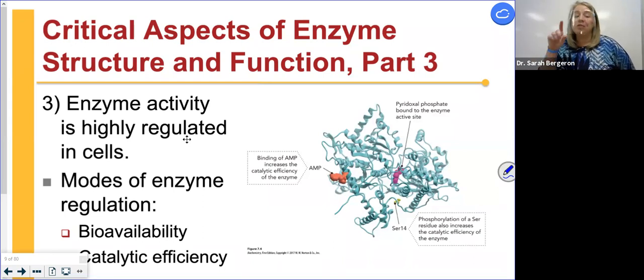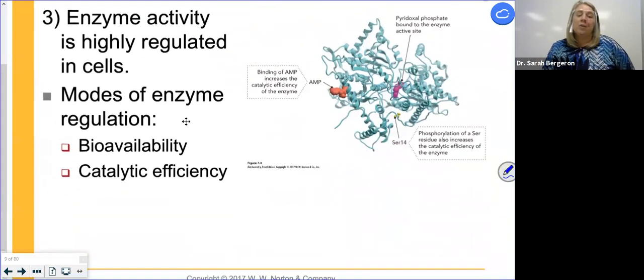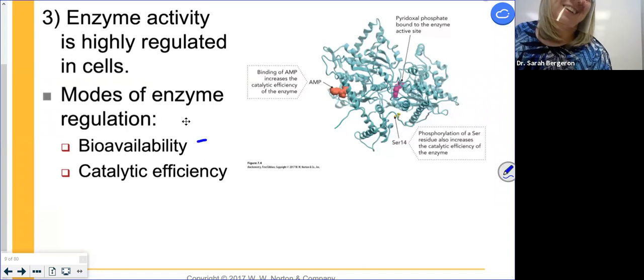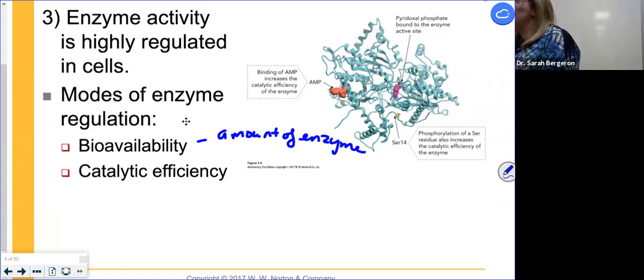So we need to have ways to regulate enzymatic activity in cells without changing things like temperature and pressure and all that kind of stuff. So how can we do that? There are two major ways that we can do that. One of them is bioavailability. What is bioavailability? The amount of your enzyme. How do you change the amount of your enzyme in your cell? It's a protein, right? How do we get proteins?